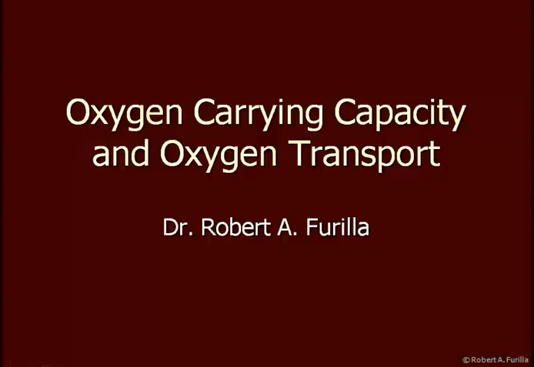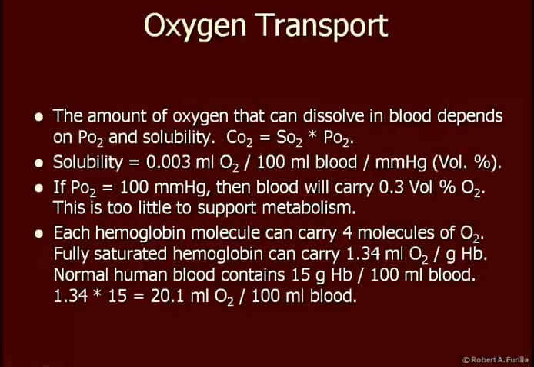In this talk, I'm going to discuss oxygen carrying capacity and transport. The amount of oxygen that can dissolve in blood depends on the partial pressure of oxygen and its solubility. So what I'm looking at here is the content of oxygen equals solubility times pressure. Solubility is approximately 0.003 milliliters of oxygen per 100 milliliters of blood per millimeter of mercury, sometimes called volume percent.